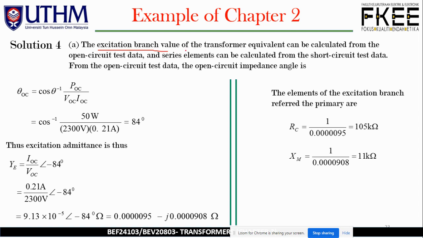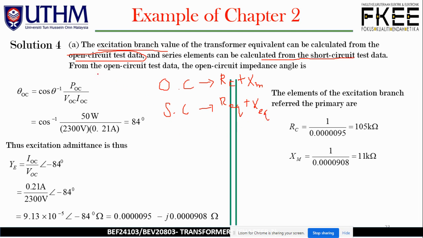So the excitation branch value of the transformer equivalent can be calculated from the open test data. This means for open circuit, we might be able to get the value of excitation branch impedance that consists of RC plus jXM, the magnetizing reactance. And the series element can be calculated from the short circuit test. Meanwhile, for the short circuit test, we managed to get REQ plus jXEQ.